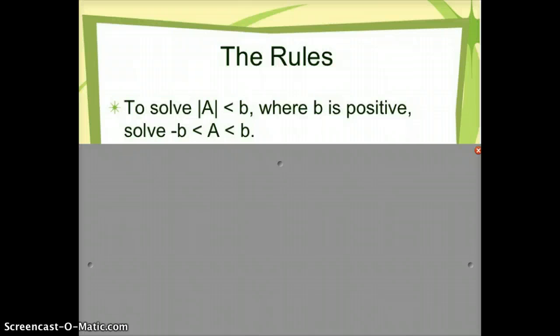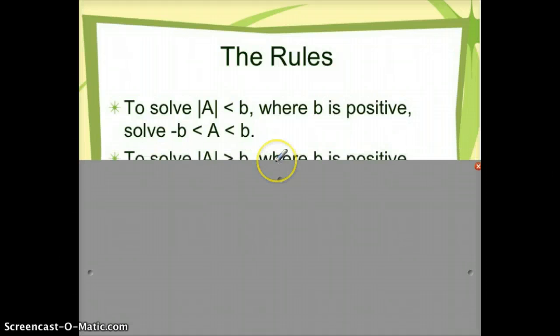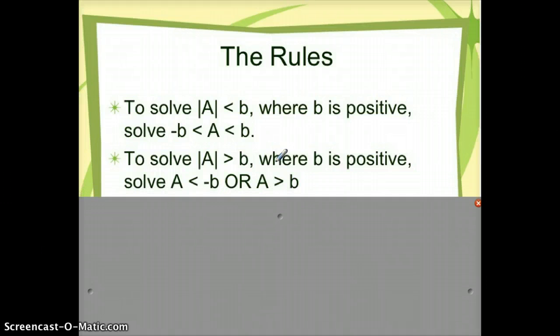Negative b is less than a, and a is less than b. Okay, this is an and statement. A is in between those two values, negative and positive b. If I give you something where it's to solve absolute value of a is greater than b, where b is positive, then this is going to look like that.